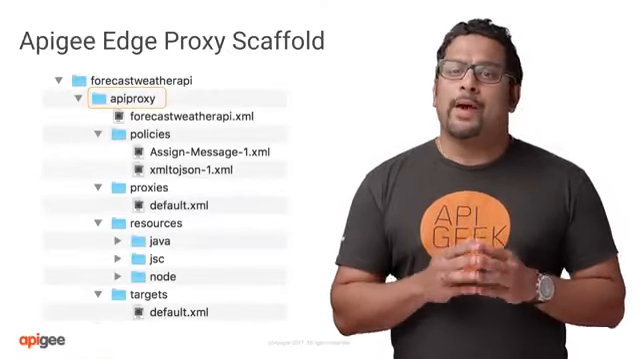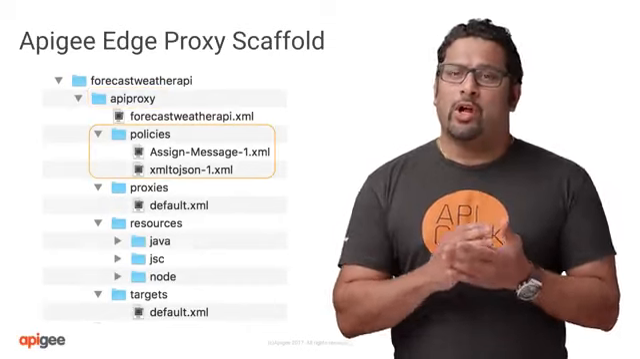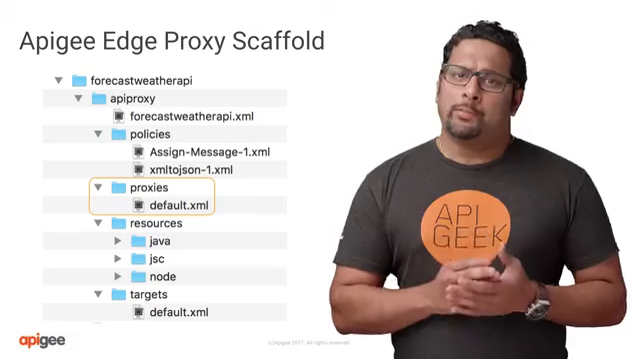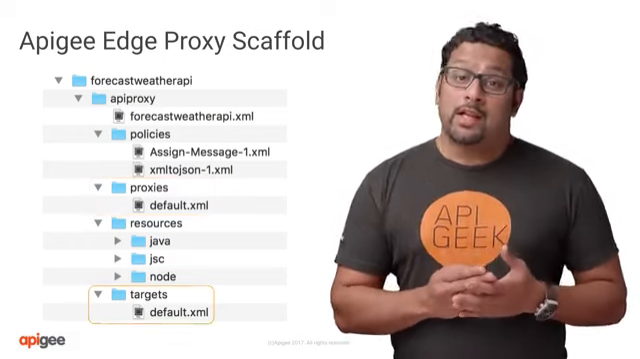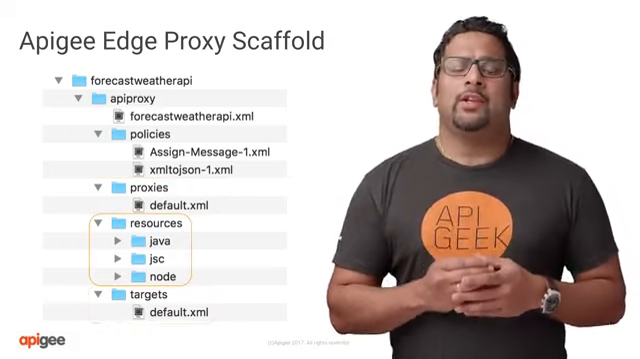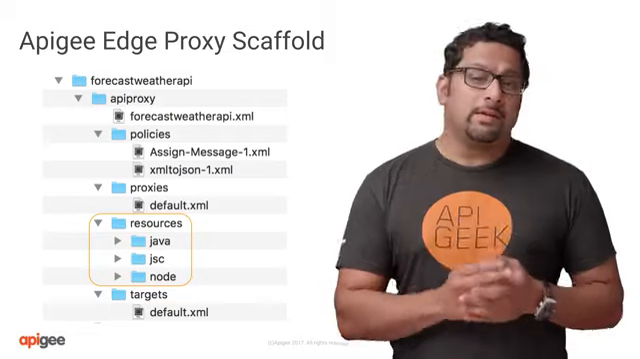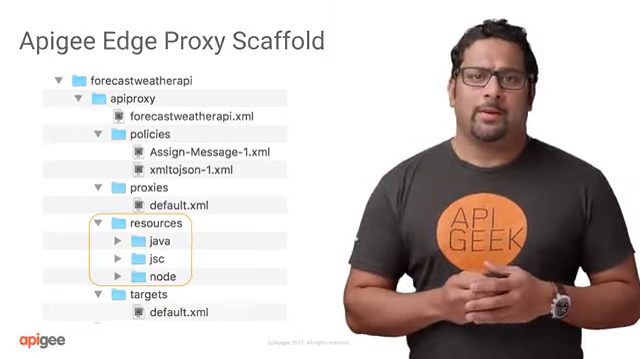API proxy is the parent directory, and within this directory, we have the policies directory where all the policies are stored, the proxies directory which will contain the proxy endpoint configurations, the targets directory which will have the target endpoint configuration, and the resources directory which will have the custom extension code such as Node, JavaScript, Java, etc.